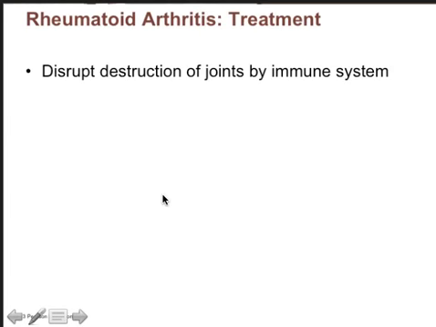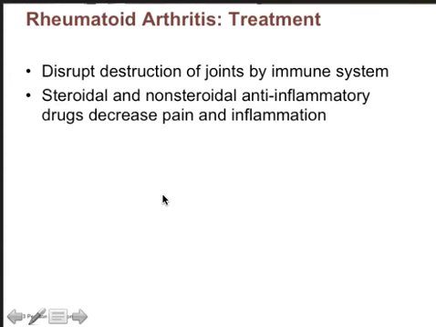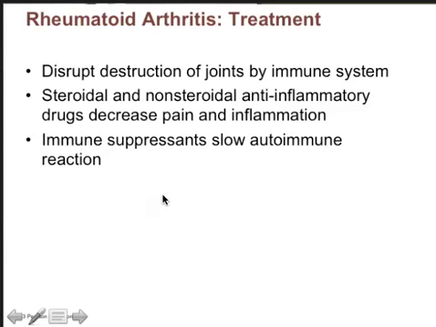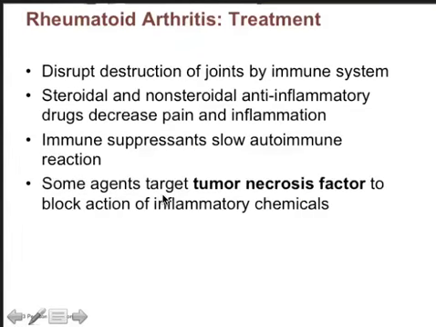So how do we treat? Well, we have to deal with the immune system. We can use steroidal and nonsteroidal anti-inflammatory drugs, NSAIDs, to decrease pain and inflammation, and immune suppressants to tamp down the effect of the immune system on the joint tissue. And some agents target tumor necrosis factor to block the inflammatory chemicals.